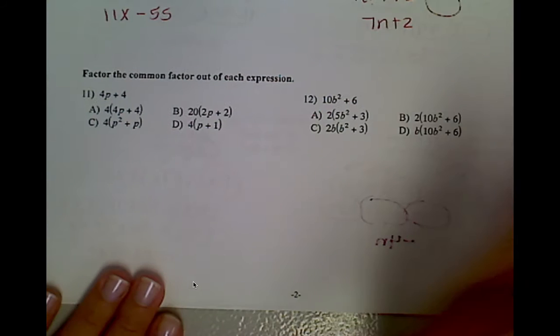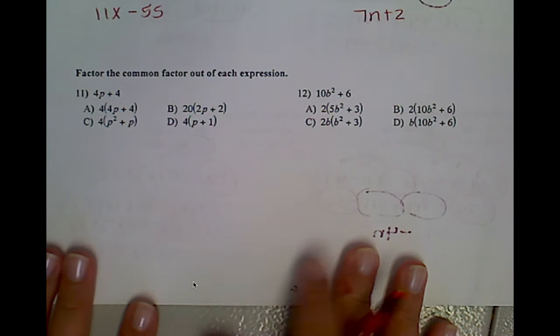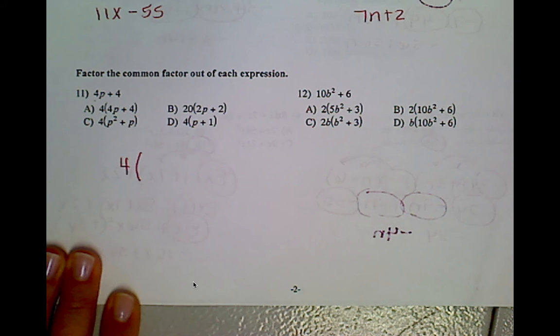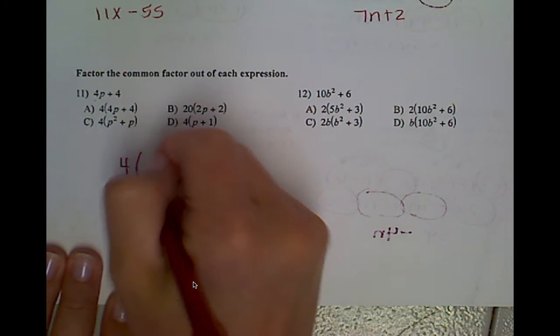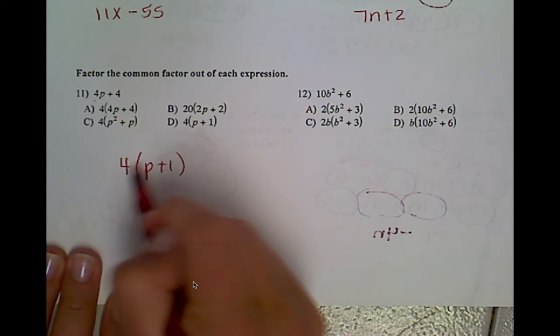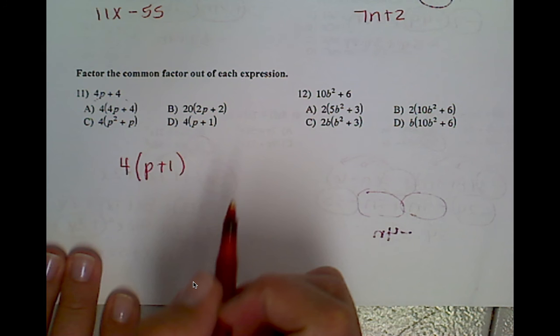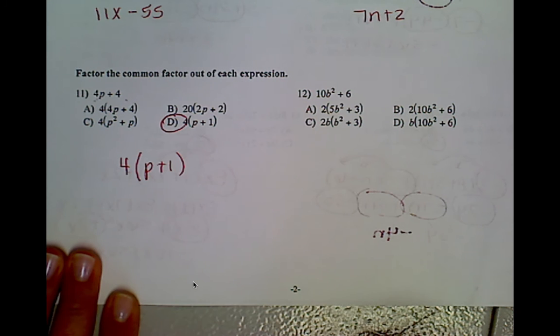Okay, we're going to factor out the common factor out of each expression. Let's look at the numbers. They both have in common a 4. They do not both have a variable, so I'm only going to take out a 4. That's going to leave me with p plus 1. 4 times p is 4p. 4 times 1 is 4. So I got what I started with, and that looks like answer D.